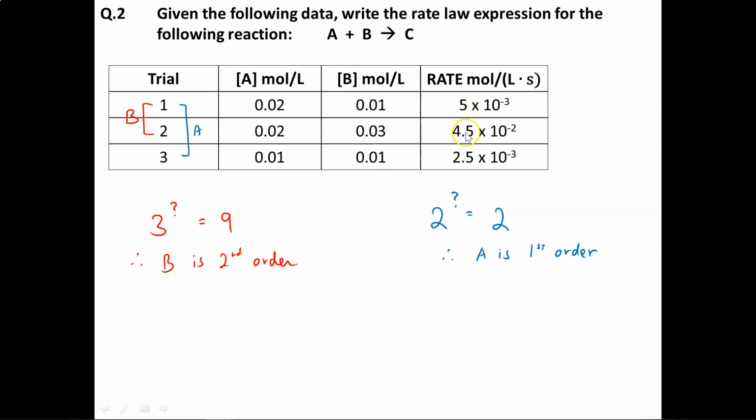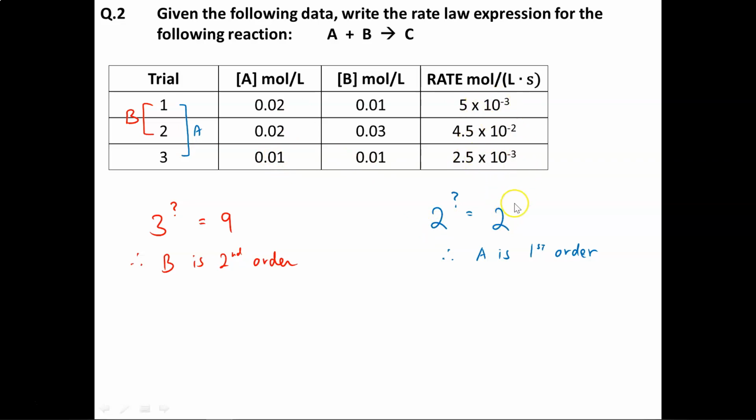So when I take 4.5 times 10 to the power negative 2 and divide it by 5 times 10 to the power negative 3, I find that there's a 9 times increase in the rate of reaction. And that's where this value comes from. So 3 to the power of what equals 9? The answer is 2. So therefore B is a second order reactant. With A, I'm comparing trials 1 and 3. The B concentration doesn't change, but the A concentration is doubled. All right, so because it doubles over here, that's where this number comes from. Then I took 5 times 10 to the power negative 3, divided by 2.5 times 10 to the power negative 3, and I get the answer is 2.